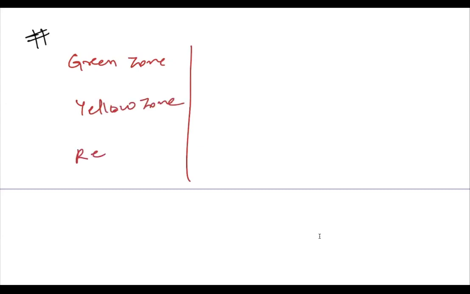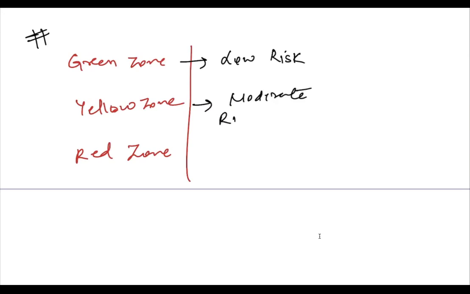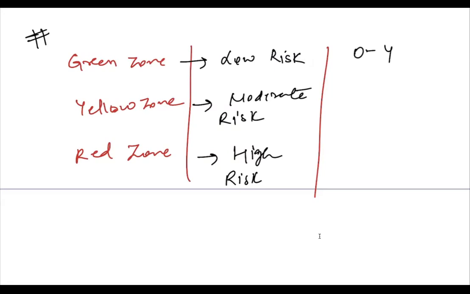Just a quick summary. We have three zones: green zone, yellow zone, and red zone. For green zone, we have a low level of risk. Here we have a moderate level of risk. Here we have a high level of risk. Then the breaches allowed are 0 to 4 here, 5 to 9 here, and greater than 10 here. These are your breaches.